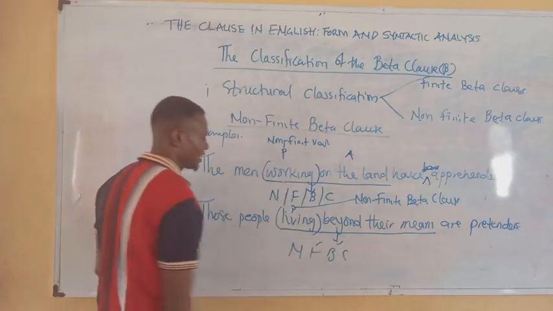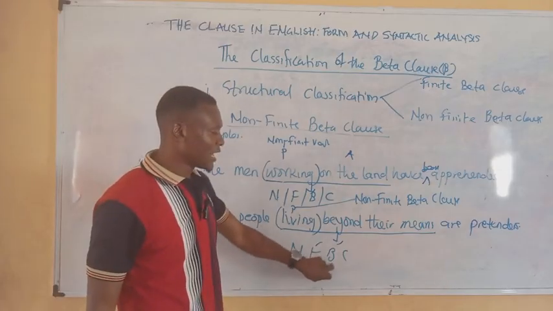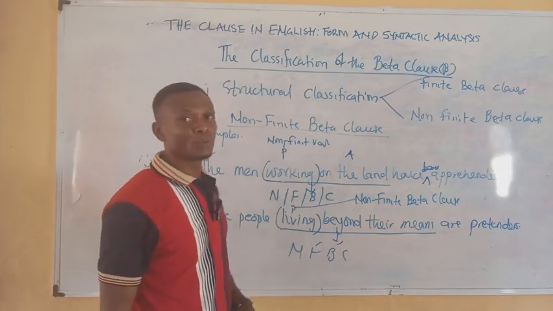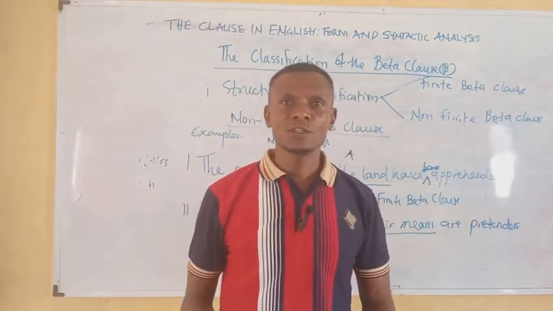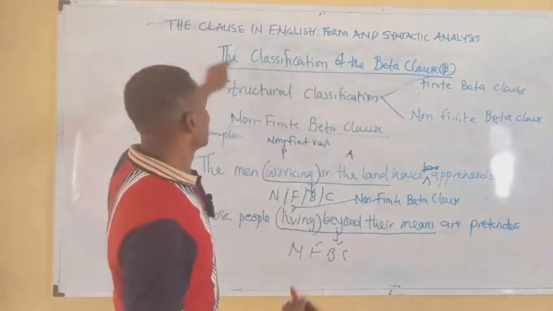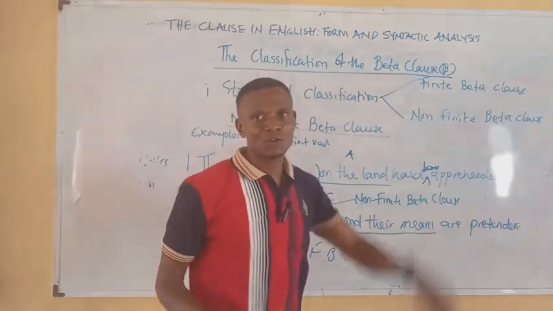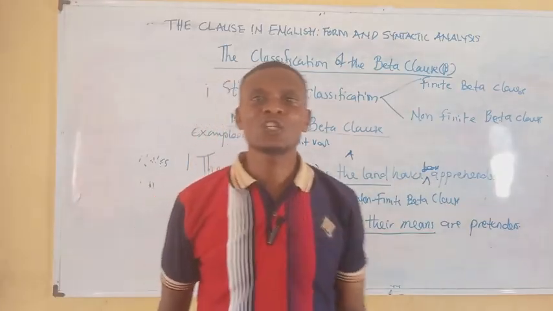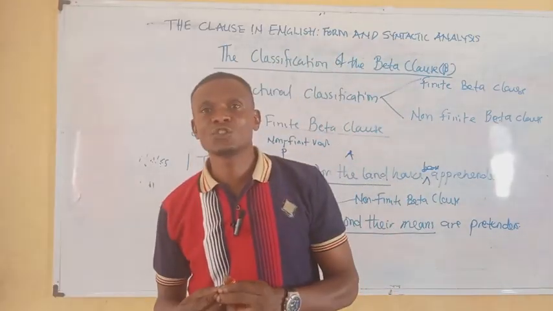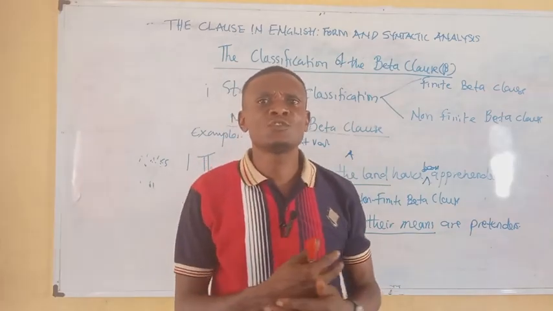NFBC. That is non-finite subordinate clause. These are the examples of subordinate clause. So that is what I've just explained: the structural classification of subordinate clause. The other one is the functional classification of subordinate clause.